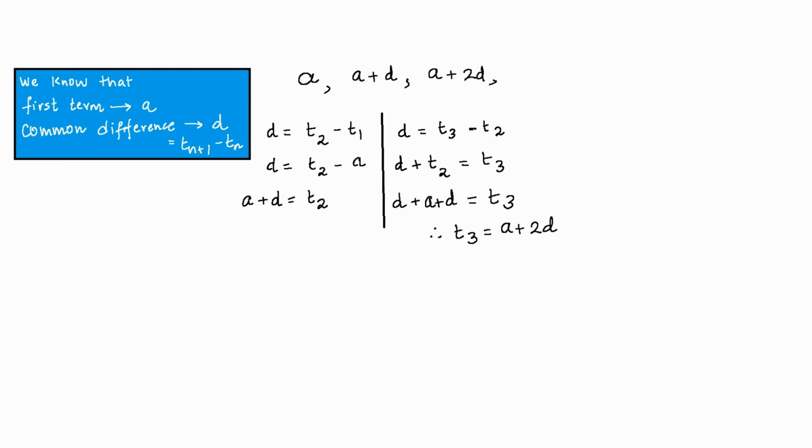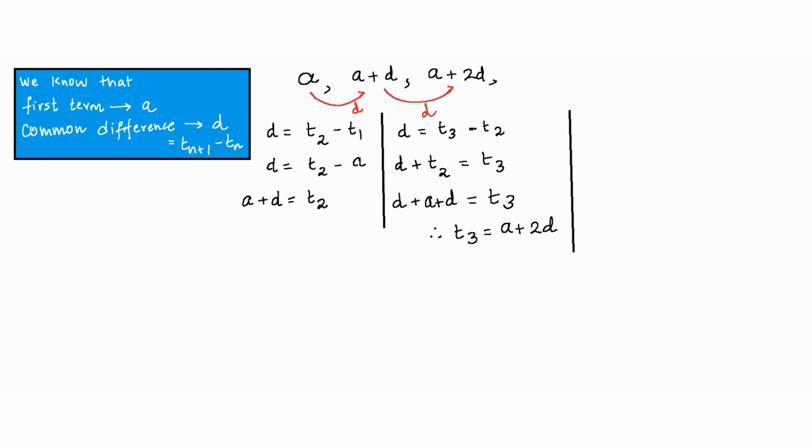Not difficult to guess what the fourth term should be. You will notice that in each of the terms, I am adding D basically. So when I add D to A, it becomes A plus D. In A plus D, if I add a D, it becomes A plus 2D and so on. It continues like this, right?